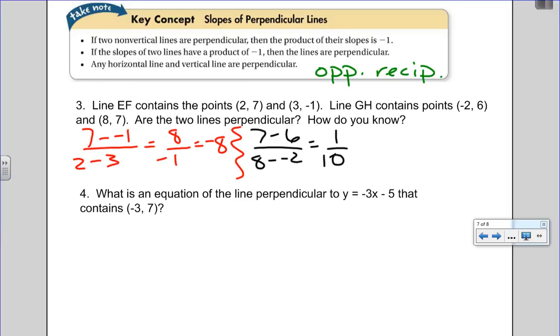That's not even opposite reciprocal. If this 10 was an 8, then they would be good. They would be perpendicular, because it would be opposite, because this is positive, and flip the 8 to get 1/8. But it's not an 8, so it's not perpendicular. It is nothing.